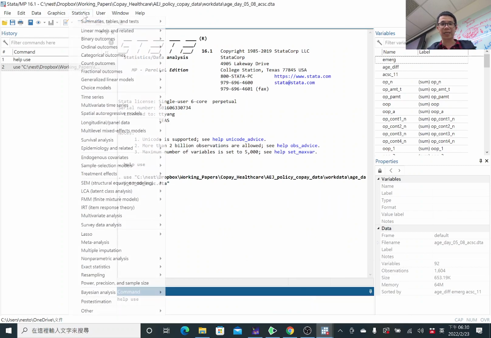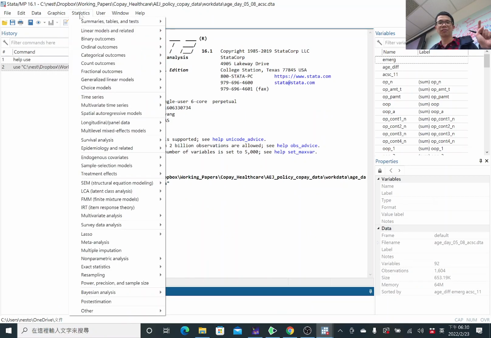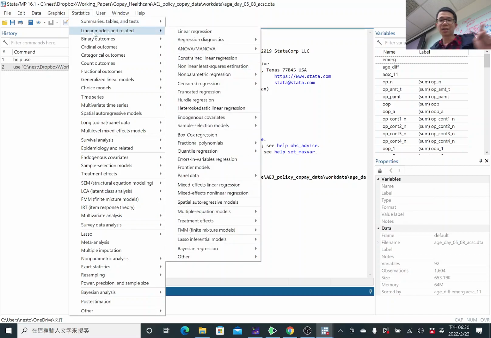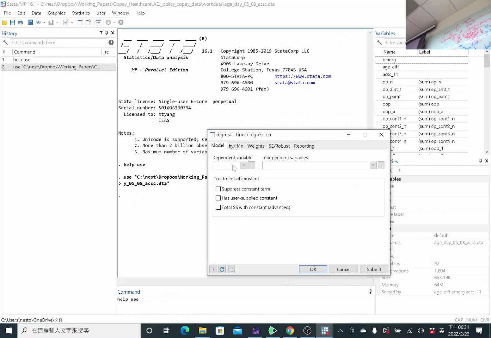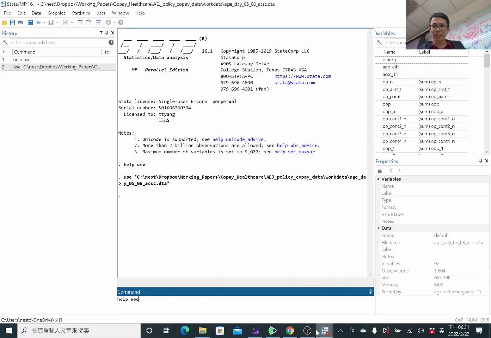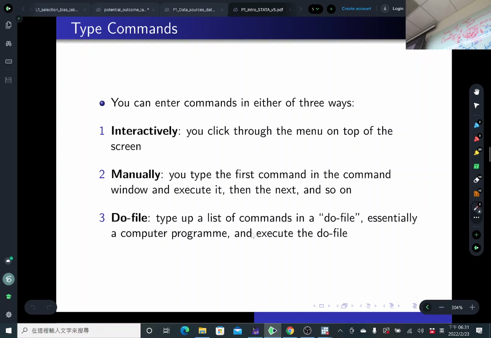You can do it like Excel, clicking here. For example, if you want to do a linear model, linear regression, you can do this interactively. But don't do that. That's not very efficient. You can say you want to use linear regression and type your dependent variable and your independent variable. But if you do that, every time you have to do the same things. It's not very good.